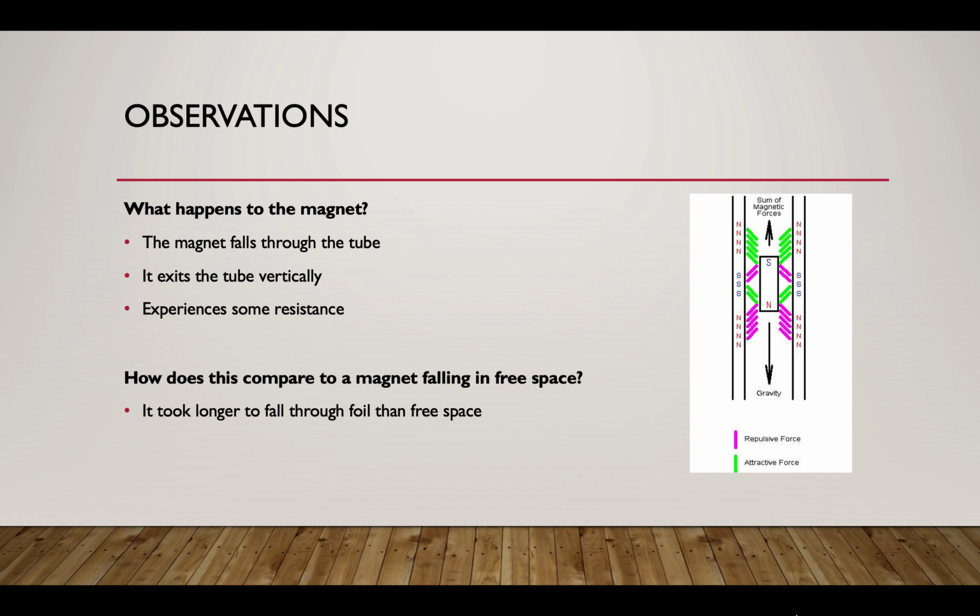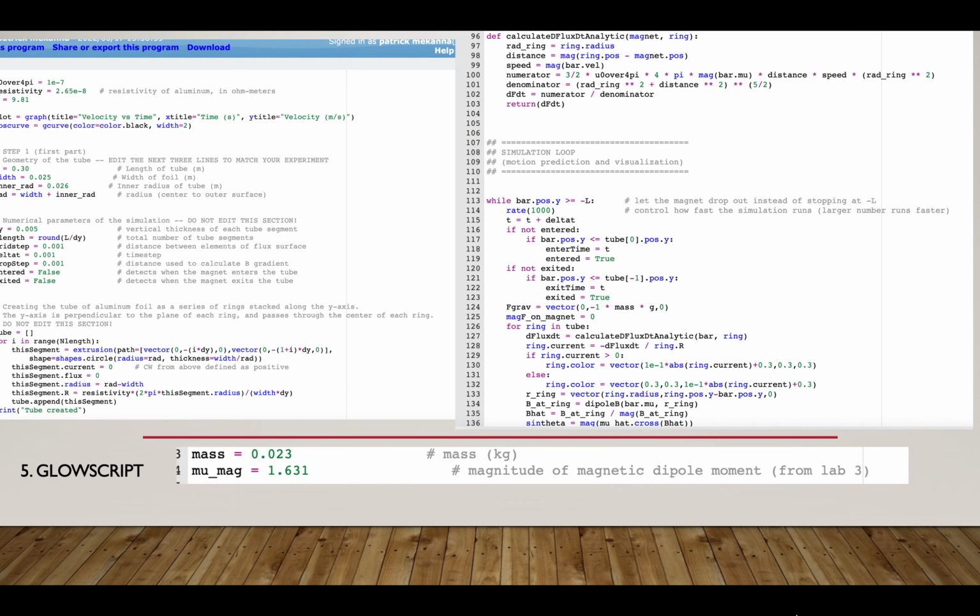So what happens to the magnet? It will fall through the tube and exit vertically. It will also experience some resistance. And how does this compare to a magnet falling in free space? Well, I found out that it will take longer to fall through the foil than in free space.